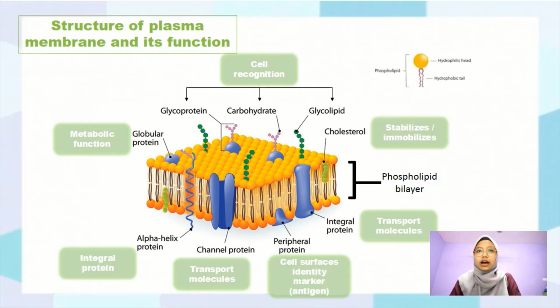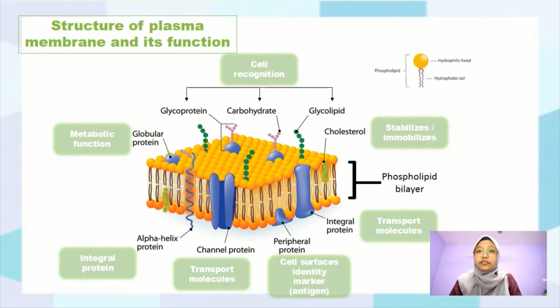Okay, we'll look at carbohydrates, glycolipids, and glycoproteins. Glycolipids and glycoproteins are combinations involving carbohydrate. Glycoprotein is a combination of carbohydrate and protein, while glycolipid is a combination of carbohydrate and lipid. So, what are their functions? They function in cell recognition, identifying foreign substances trying to enter the plasma membrane.